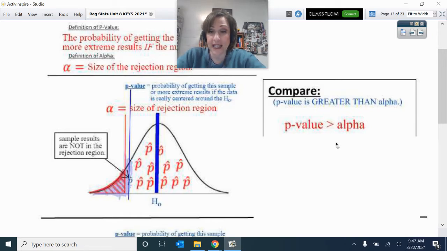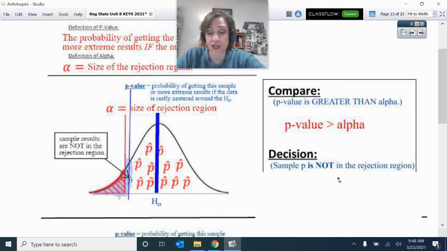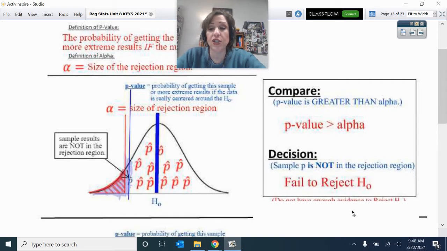So now, then let's talk about a decision. Do we have the sample in the rejection region or not? So the sample is not in the rejection region, so we fail to reject that null hypothesis. So we do not have enough evidence to reject H0.